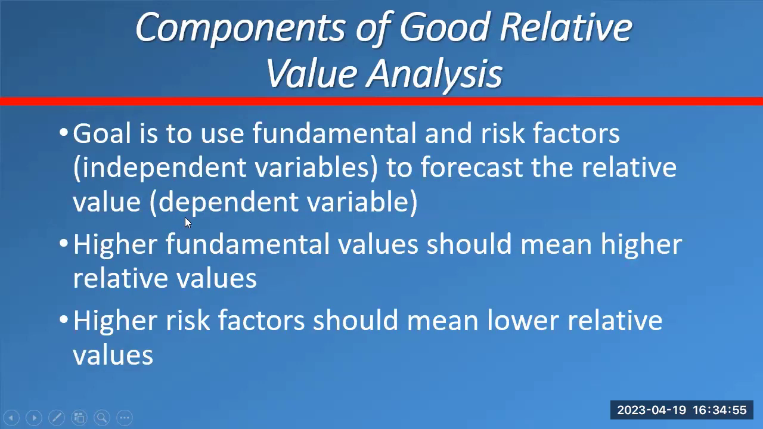So essentially, we're talking about a regression analysis. Your fundamental factor and your risk factor are your independent variables. You're going to use them to try to forecast what the appropriate relative is. And then you can decide, well, this stock should have a PE ratio of 23, but its PE ratio is 32. This stock's too expensive. That's the kind of analysis you're going to do.